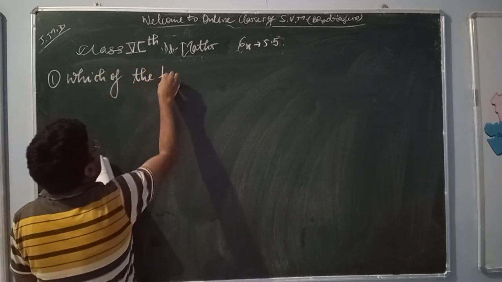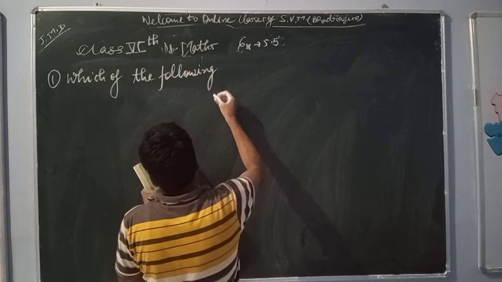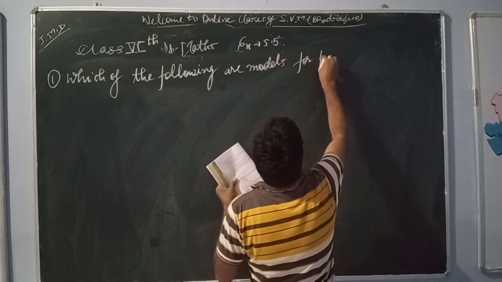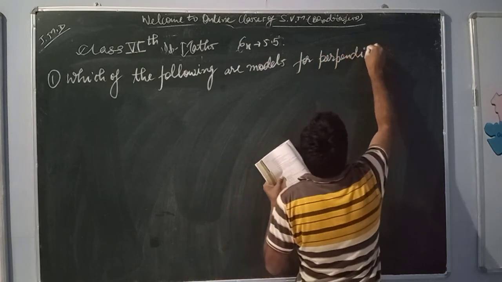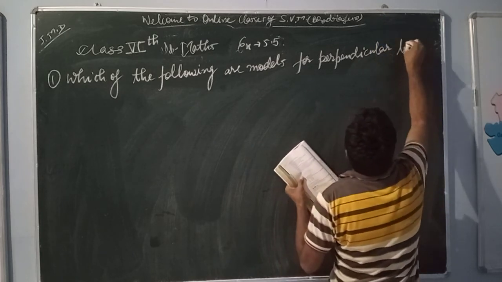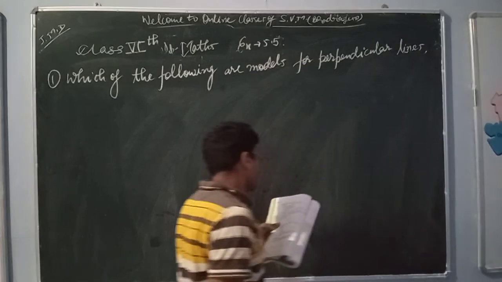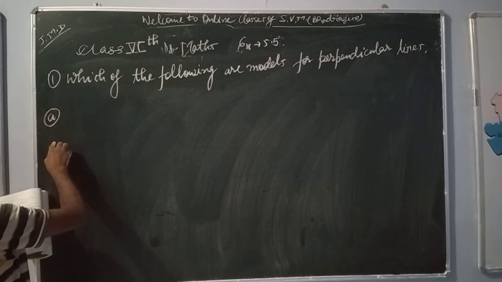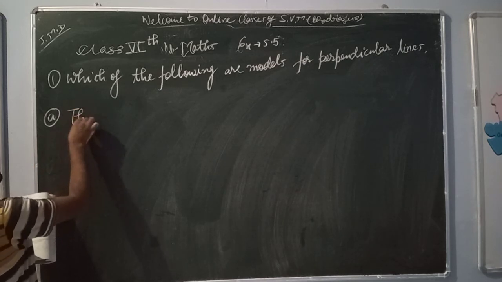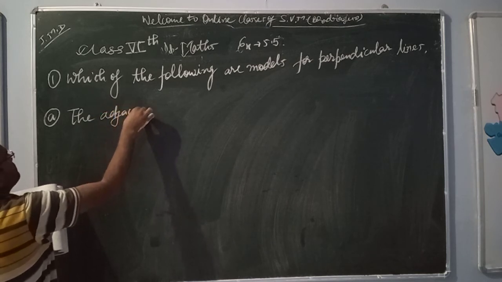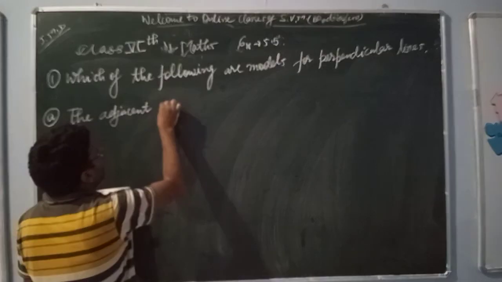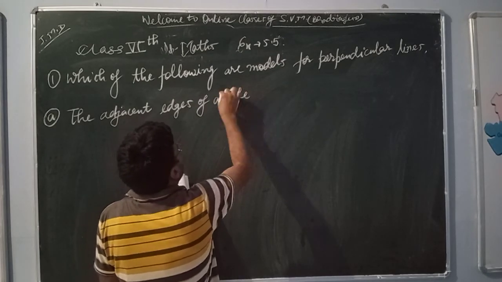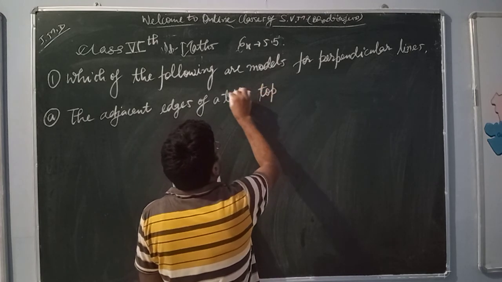Exercise number 5.5, question number first: which of the following are models for perpendicular lines? A is the adjacent edges of a tabletop.